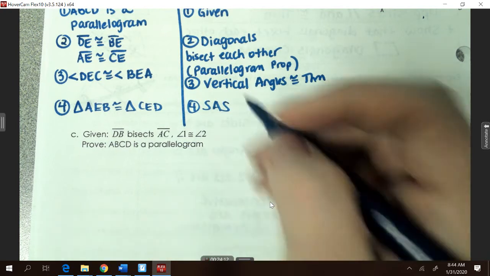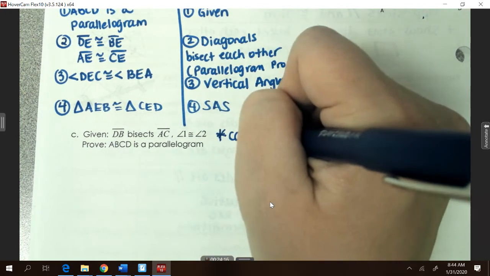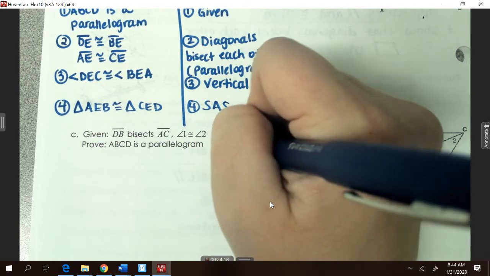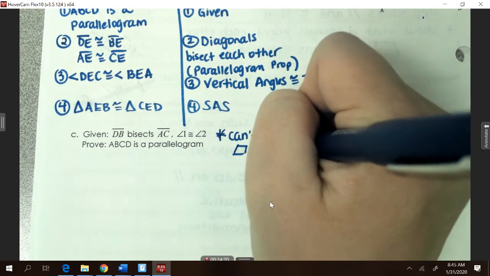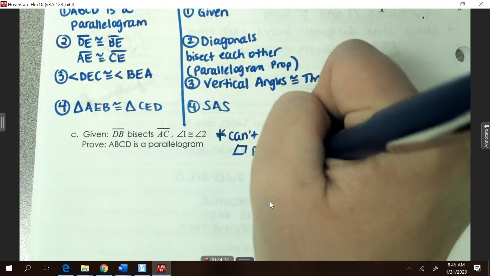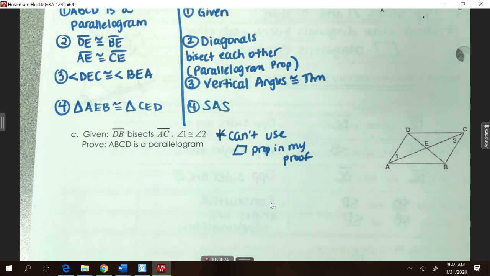That's going to be different because what that means is I can't use the parallelogram properties in my proof. Like I don't know right now that opposite sides are congruent. I don't know that opposite angles are congruent. Okay, you can't assume that. That's what we're trying to prove. So it's a little bit different.